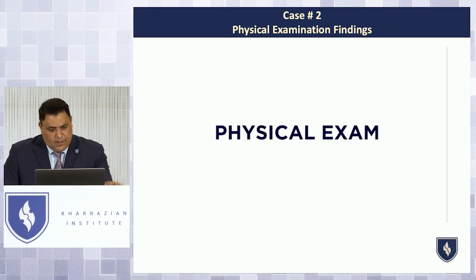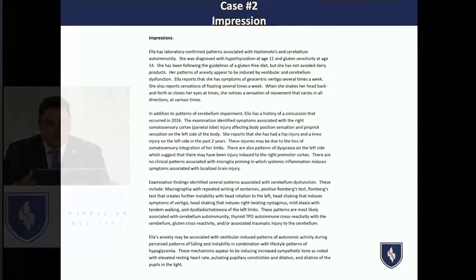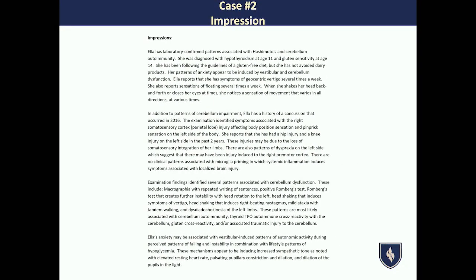Now, let me show you the impression, the report I wrote as my conclusion when I was finished up with the case here. I put, Ella has laboratory confirmed pattern associated with Hashimoto's and cerebellum autoimmunity. She was diagnosed with hypothyroidism at age 11 and gluten sensitivity at age 14. She's been following the guidelines of a gluten-free diet, but she has not avoided dairy products. Her patterns of anxiety appear to be induced by vestibular and cerebellum dysfunction.